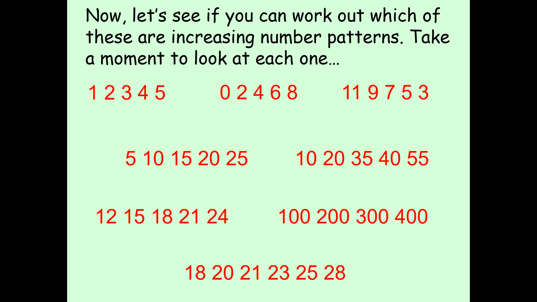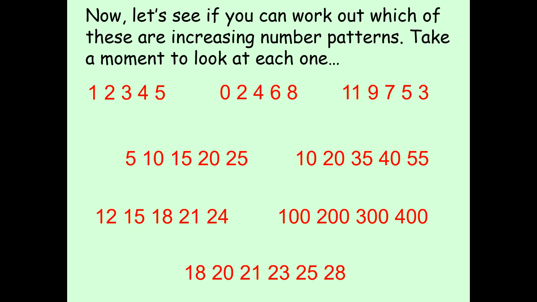Well, here's the first one. There we are. 1, 2, 3, 4, 5. That's increasing because the numbers are getting bigger and they're going up by the rule of +1. Here's the next one. There we are. 0, 2, 4, 6, 8. The rule for this pattern is +2. The next one is the fourth one. 5, 10, 15, 20, 25. These are going up in the rule of +5.